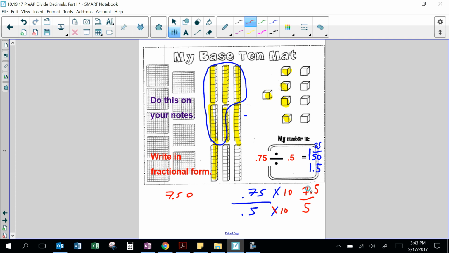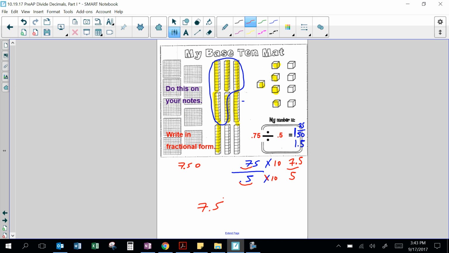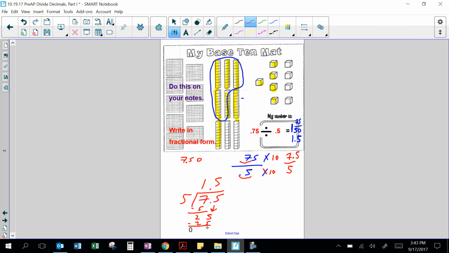Another way I could think about it is I move this one place over to the tenths place, and I move this one more place to the tenths place. So what is 7 5/10 divided by 5? Well, let's find out. Can 5 go in 7 one time? We have two remainder. Line up the decimal point, bring down the five. How many fives go into 25? 5 groups. That is why you have 1 5/10.